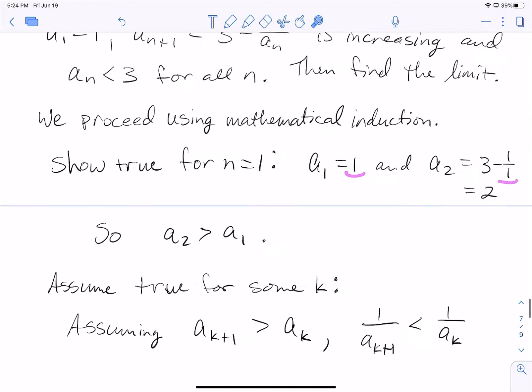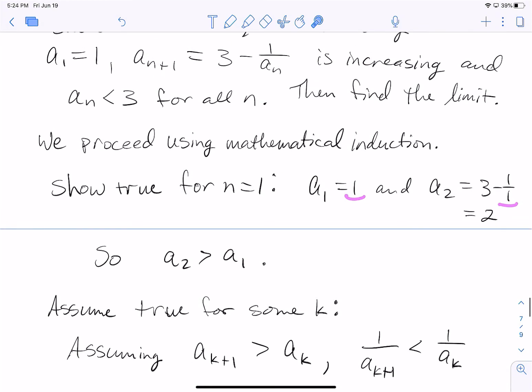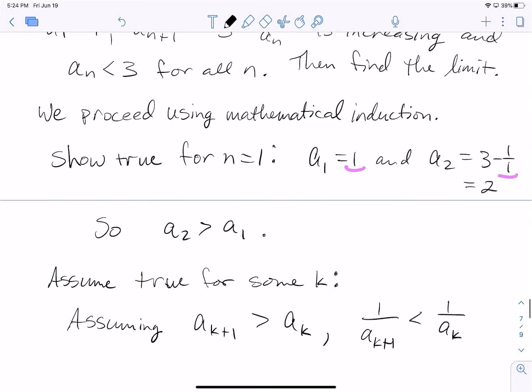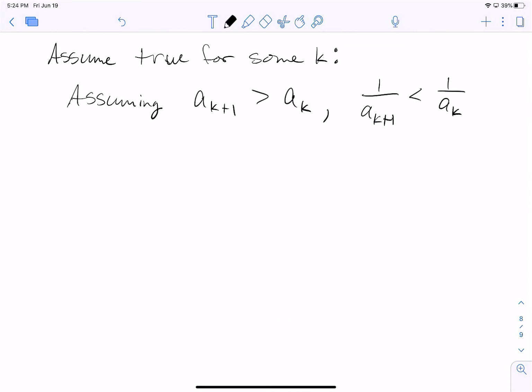But now I want to tell you what we're going to do. We're going to build an expression that looks like 3 minus 1 over a sub k, and we're going to do it on both sides. We're going to use a series of if and only if statements, as we saw before. To build 3 minus 1 over a sub k, I'm going to multiply both sides by a negative 1, which is going to have the effect of, again, reversing the inequality. So negative 1 over a sub k plus 1 is greater than negative 1 over a sub k.